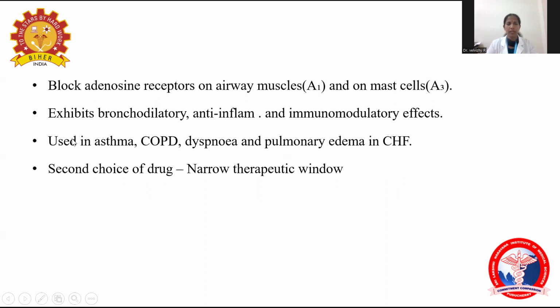So as I told, the main point to remember about methylxanthine is that apart from inhibiting the phosphodiesterase enzyme, it also blocks the adenosine receptor. So it has potent bronchodilatory action, anti-inflammatory action, and immunomodulatory action. These are mainly used in asthma, COPD, dyspnea, and pulmonary edema in congestive cardiac failure. Because of the narrow therapeutic range, this drug always holds second choice in bronchial asthma.